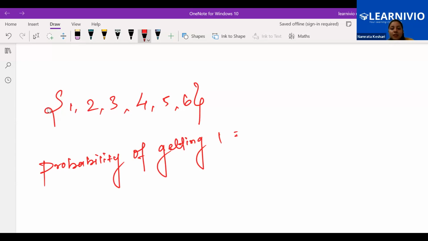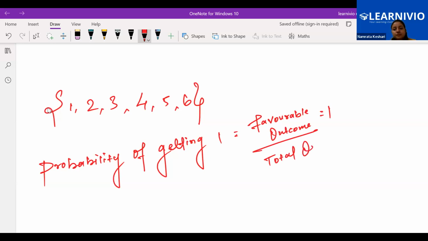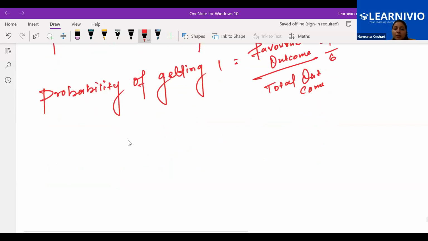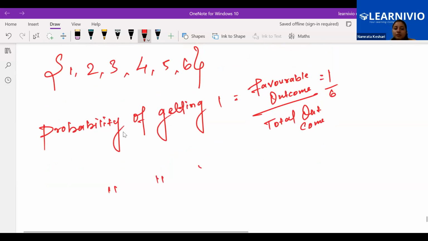How many favorable outcomes are there? Anyone? 1. And what is the total outcome? 6. Favorable outcome is 1, total outcome is 6. Now instead of probability of getting 1, if I say probability of getting 2, it will also be 1 by 6.